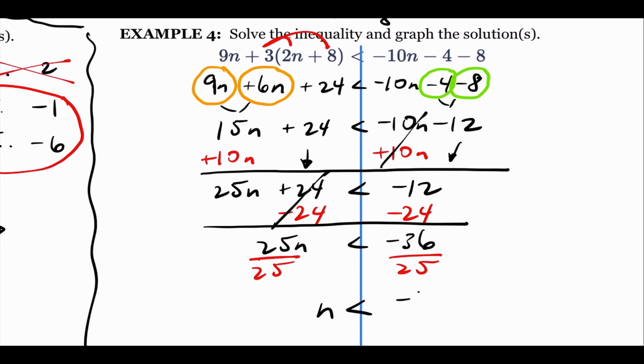So I have negative 36 over 25. I can't reduce this because 25, see, 5 goes into 25, but it doesn't go into 36. 5 is the only thing, so I can't reduce it. Done.